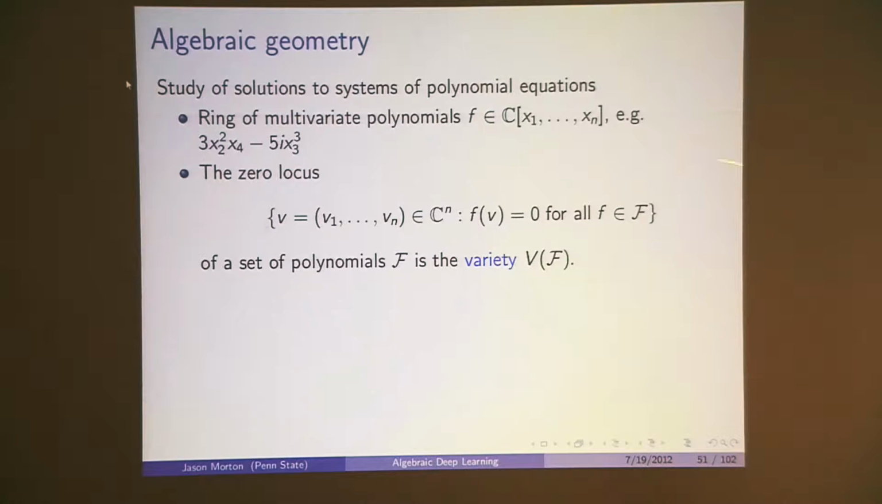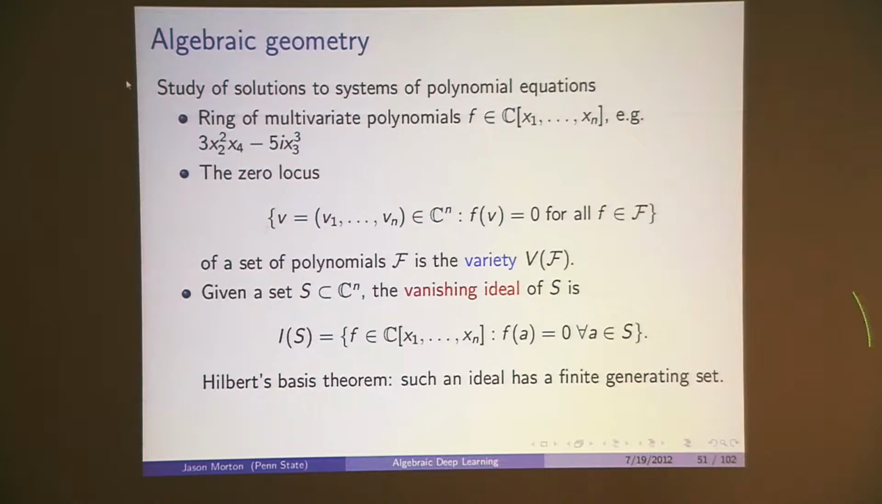We could take the zero locus of a set of polynomials, script f, all of the points in the ambient space on which those polynomials vanish, on which all of those polynomials vanish defines the variety V of f. And if I give you just a set that sits inside this space, like the image of my model map, or a set of probability distributions, which is inside the simplex, and so it doesn't have infinite extent, then I can define its vanishing ideal as just the set of all polynomials that vanish on every point.